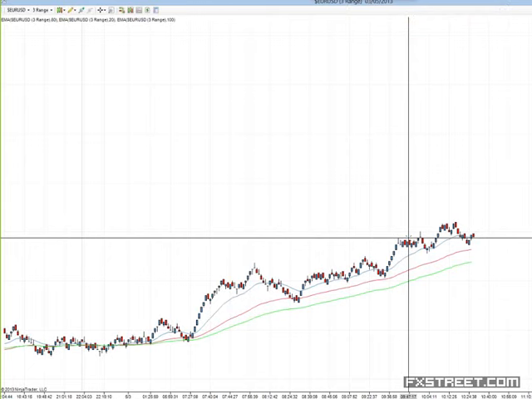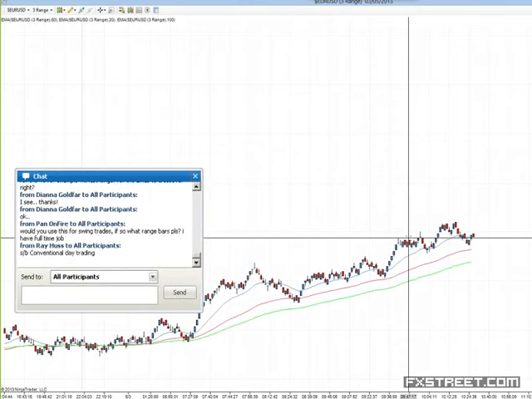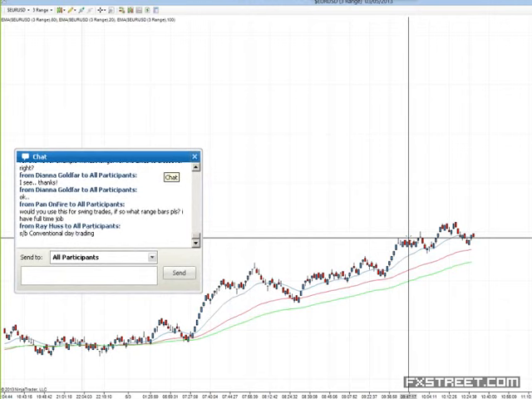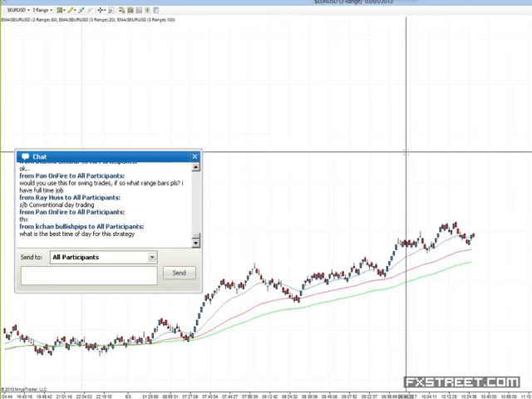Would you use this for swing trades? Yes. We use this, it's one of our main strategies actually. We use this for swing trades on the 45 range chart, and it's very, very similar. The only difference is that we use the stochastics and the CCI for further confirmation to enter and to filter out negative trades.